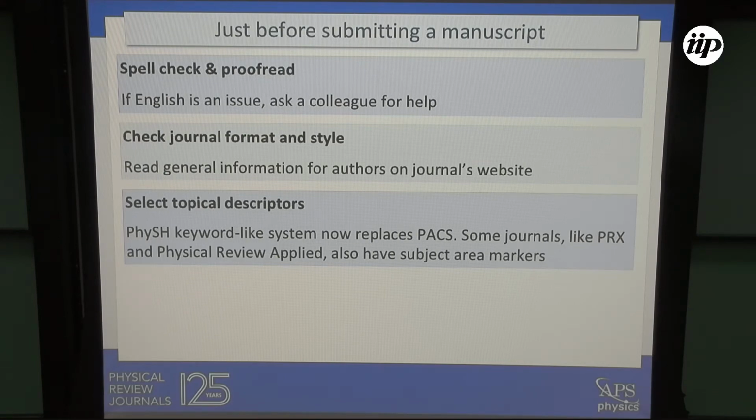I had gone into these topical descriptors a little bit. I don't know, you guys are too young. We used to have this thing called PACS, where you used to classify papers, that was discontinued. So the APS has come up with this keyword-like system. So you can do that, and then for journals like PRX and PR Applied, we have these subject area markers that I had talked about. That helps later also because that gets put into the searches. So when your paper gets published and people want to search all papers on semiconductors or whatever that particular type, they will put that in, and then you will be found.